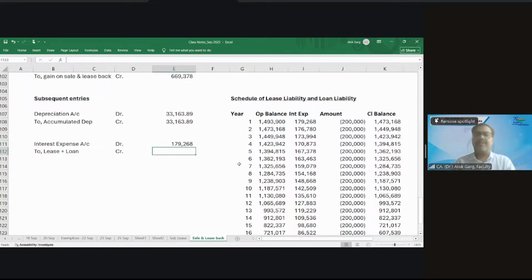This is your P&L, and then you have to make a payment entry. What is the payment entry? Lease plus loan liability debit to bank. Right, this is your debit, 2 lakh rupees.